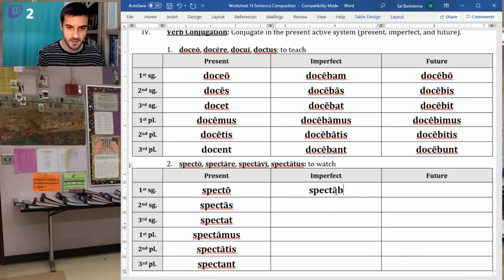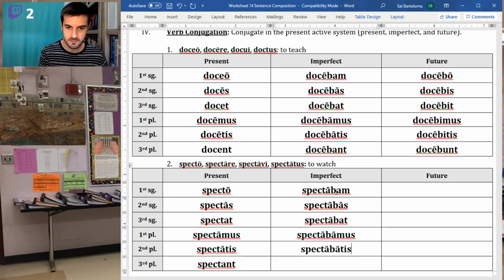Imperfect, spectabam, spectabas, right? So this is our bam, bas, bat. Spectabam, spectabas, spectabat, spectabamus, spectabatis, and finally spectabant. Okay.